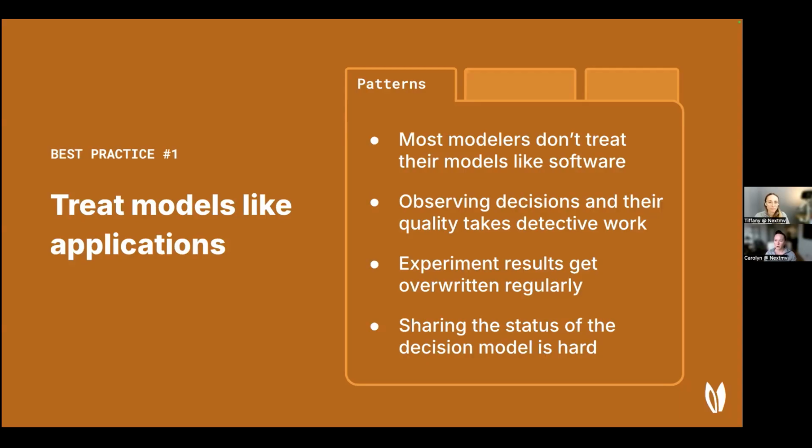We see this all the time where teams get stuck in that feedback loop between their business team and themselves, trying to understand what went wrong with a decision model they've created. Experiment results can get overwritten quite regularly. I know I'm guilty of this, even in local testing, where things may be overwritten as final two or final, and I have to go back and figure out what I did. And then finally, sharing the status of a decision model can be quite hard. So as we go along here, Tiff is going to provide us some actions, some tangible things that we can do to make these patterns less prevalent in our world.